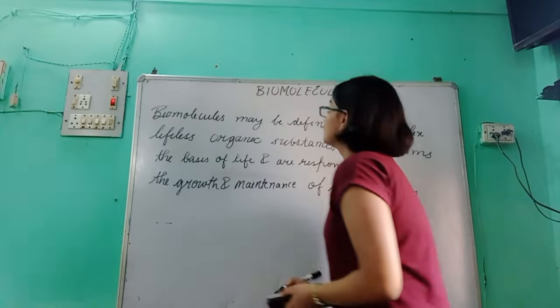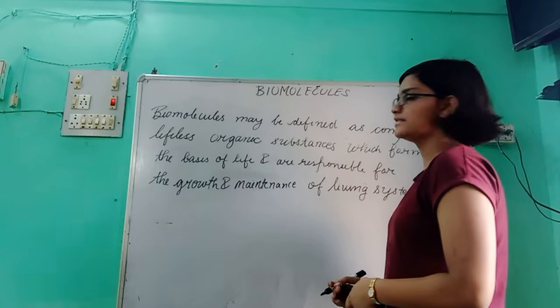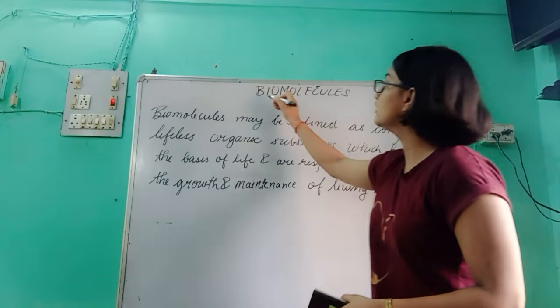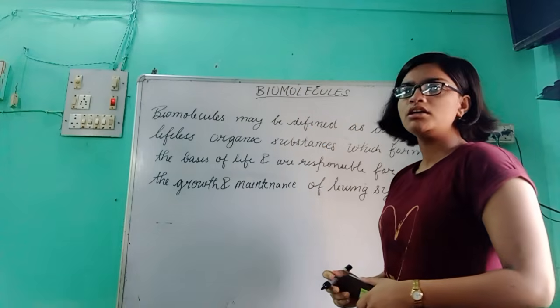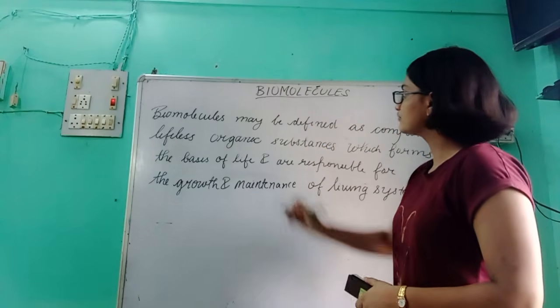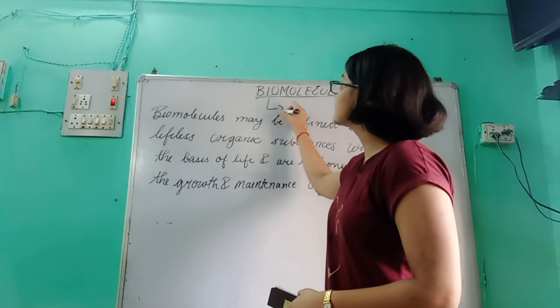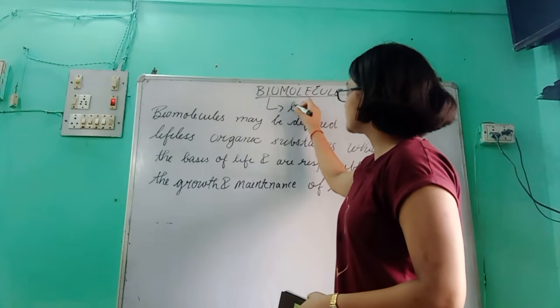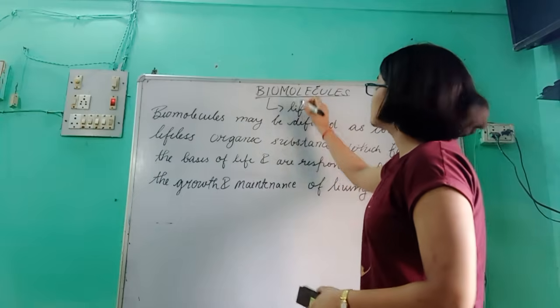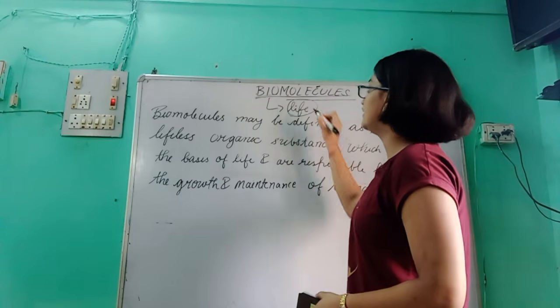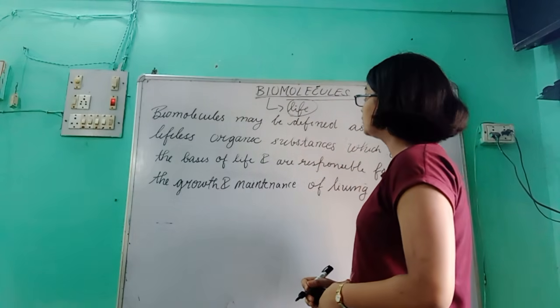Let us start with the basic definition of biomolecules. But before that, if you see the word biomolecules, you can divide it into two: bio and molecules. Bio means life, and what does it suggest? It says that there are certain molecules which support our life, whereas they constitute the living system.